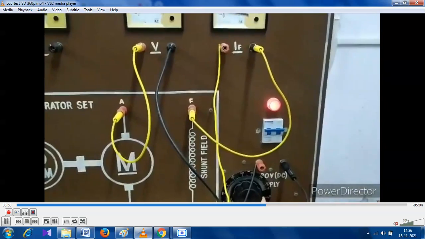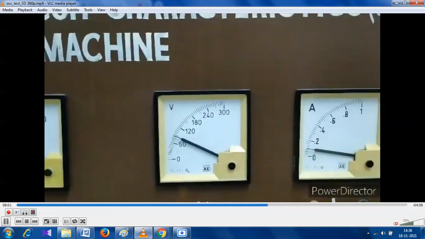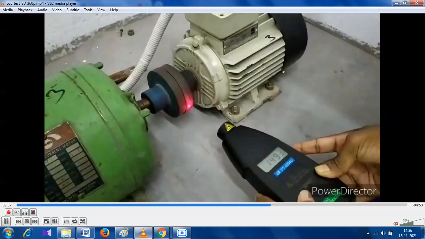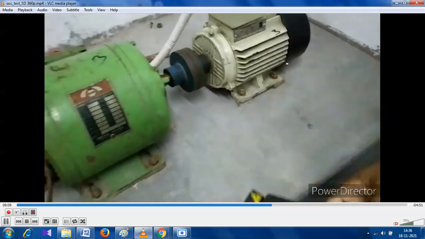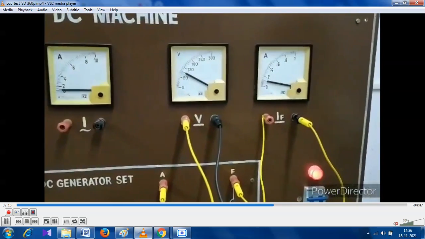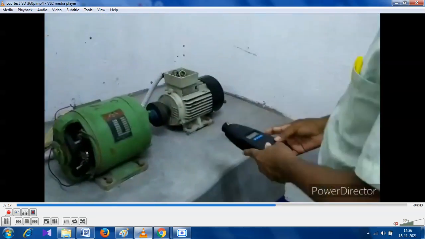So this is a repetitive process. We have to increase the current by one division, and then we have to take the reading of speed, and then we have to take what is the voltage generated at that time.